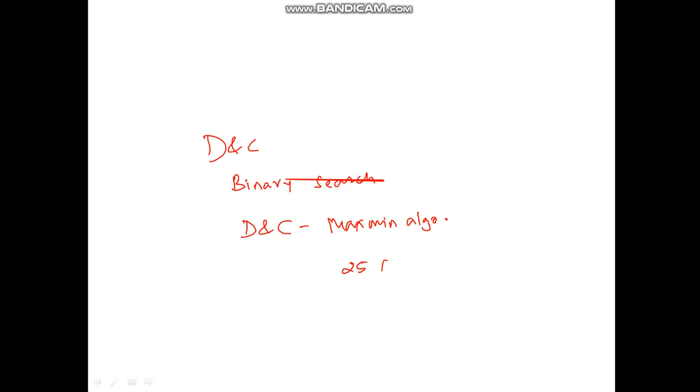So with this we conclude the discussion about divide and conquer and binary search. These are the things that we have discussed in this particular lecture. In the next lecture we will discuss the DC max-min algorithm, and through this algorithm we are going to save over 25% of time when we want to find the maximum and minimum of a given array.